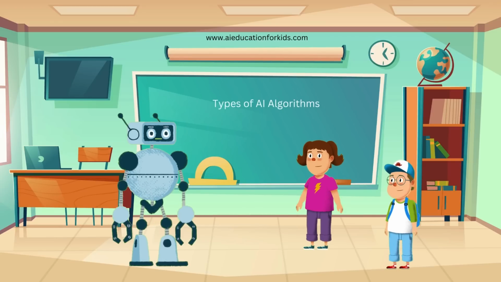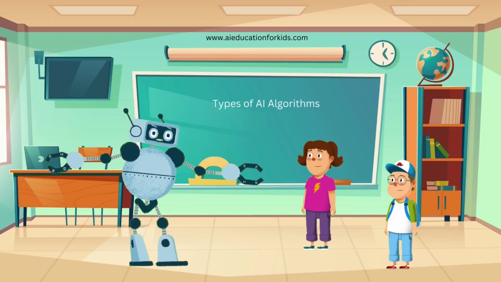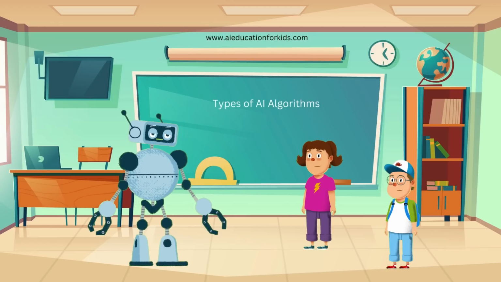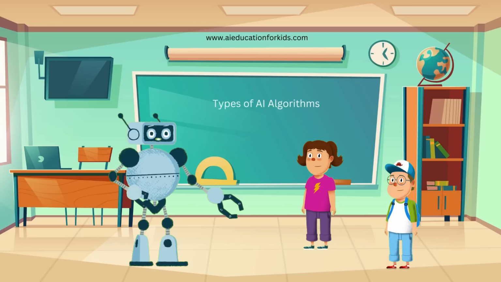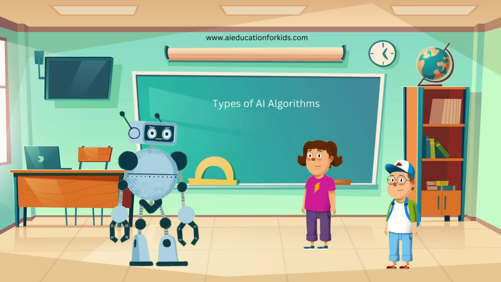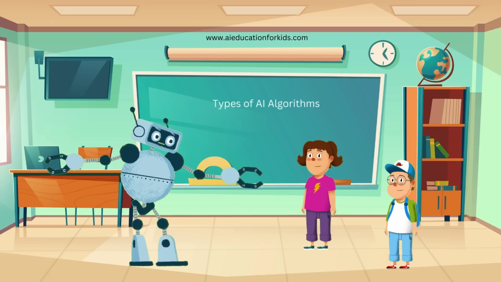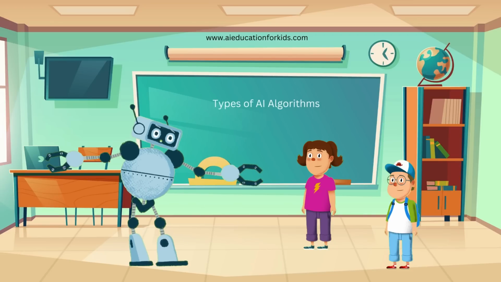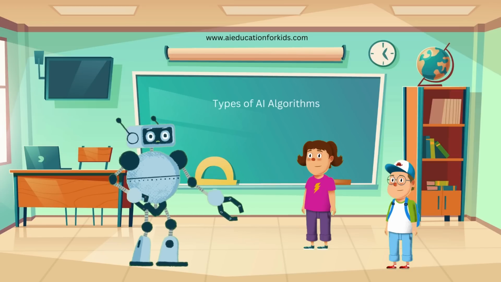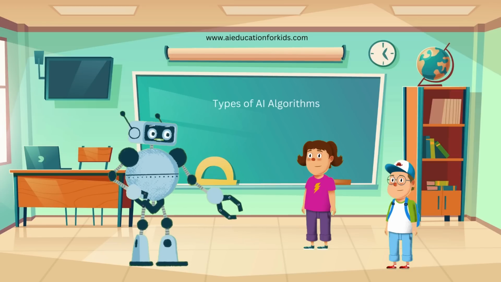Ready. Great. Last time, we talked about something super cool, AI algorithms. We learned about the different steps that AI follows to solve problems, just like how we follow steps to solve a puzzle. We also discussed machine learning, which is a special kind of AI that learns from examples. In case you missed AI algorithm part 1, make sure to click the link in the description below to catch up.